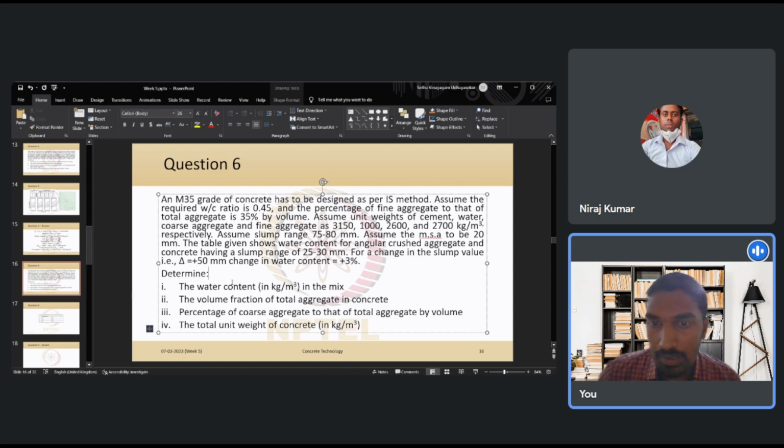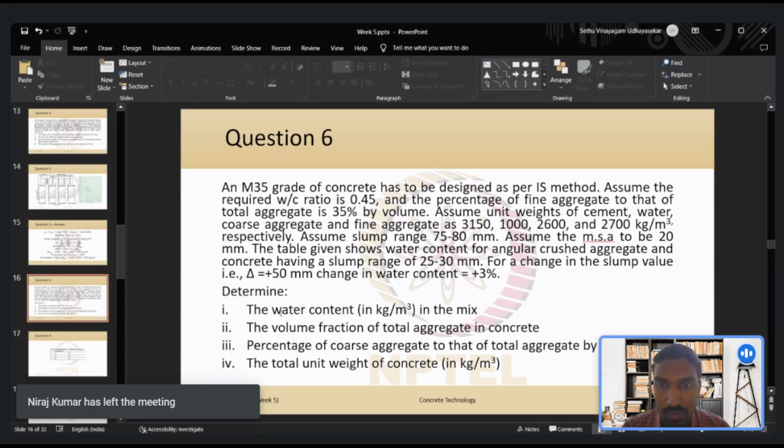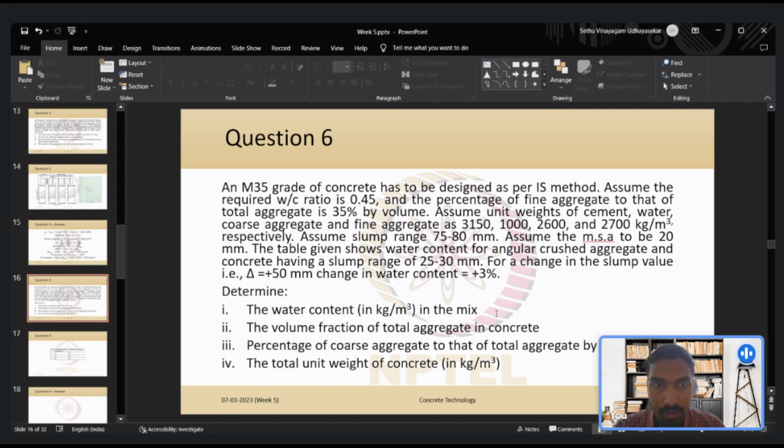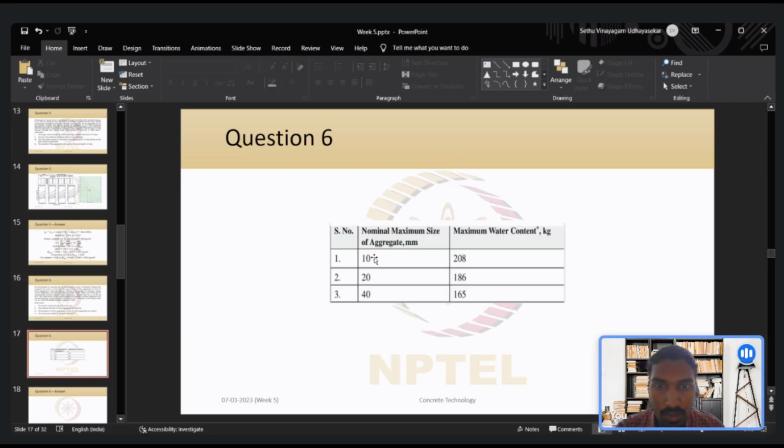We want to determine the water content required for the mix, the volume fraction of the total aggregate in the concrete, the percentage of coarse aggregate to the total aggregate by volume, and the total unit weight of concrete. Okay, so let's do it one by one. First, let us find the water content that is required. We are given a table which shows the water content required for the type of aggregate we are using, which is angular crushed aggregate, for a slump range of 25 to 30 mm. So for different sizes of angular crushed aggregate, the water content is given here.